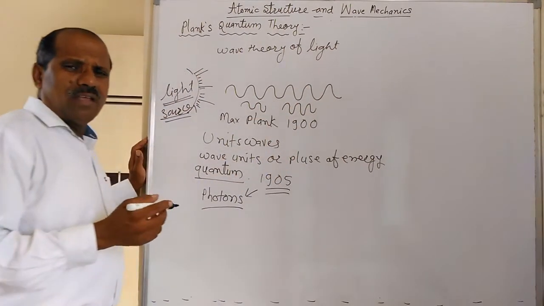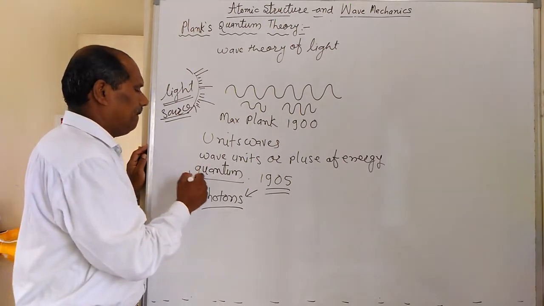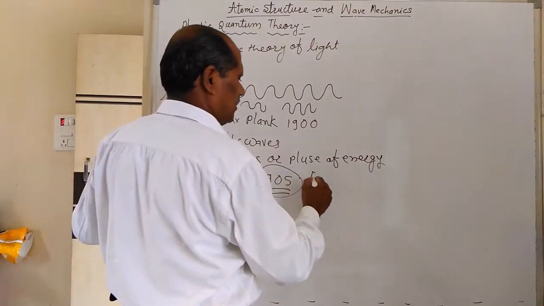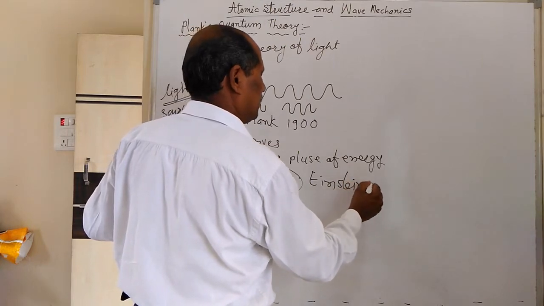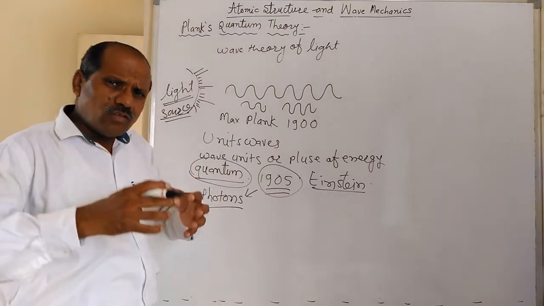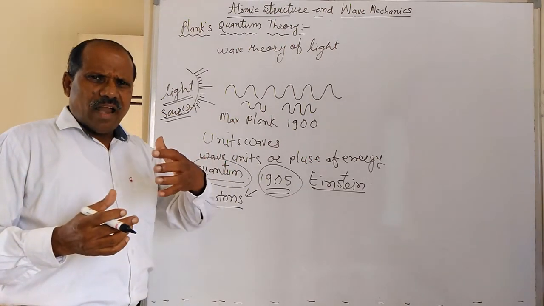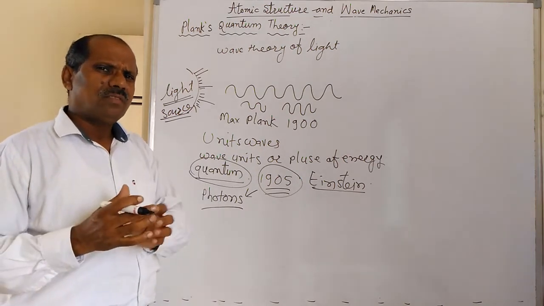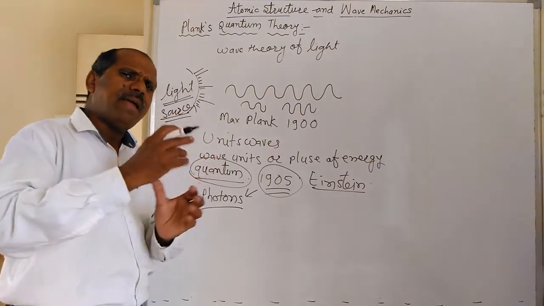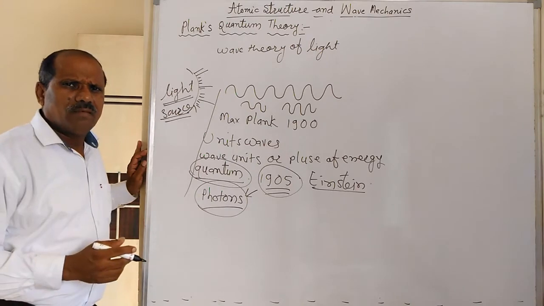These are the wave units. Those wave units or pulses of energy are named by Max Planck as a quantum. Later on, Albert Einstein in 1905 also gave an explanation regarding the radiant energy given by the excited atoms or molecules, that they are radiating energy in the form of particles or quantums. That quantum he named as photons. This is regarding the development of Planck's quantum theory.